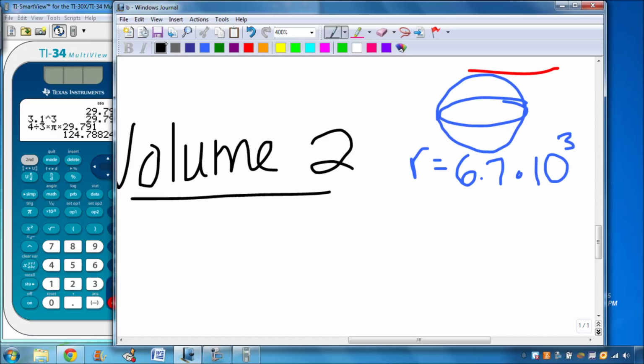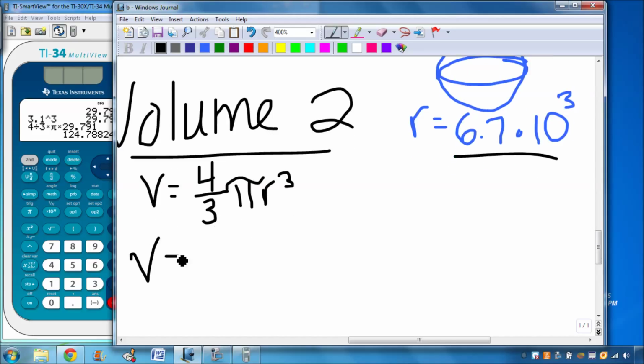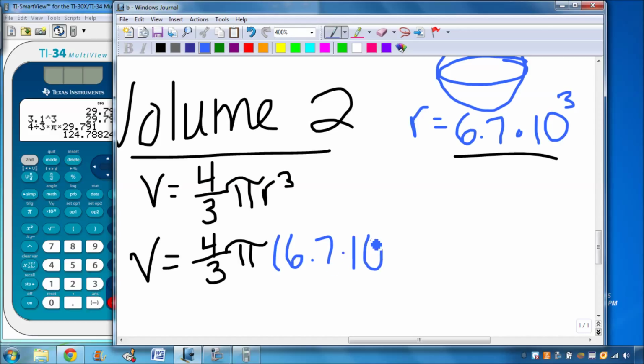So I would say V equals 4/3, because it's a sphere. So it's 4/3 pi r cubed. And here the r is 6.7 times 10 to the 3rd power. So V equals 4/3 pi times 6.7 times 10 to the 3rd power, and I need to cube that value. So again, we have to cube everything inside of here. So I have to figure out what 6.7 is when I cube it.